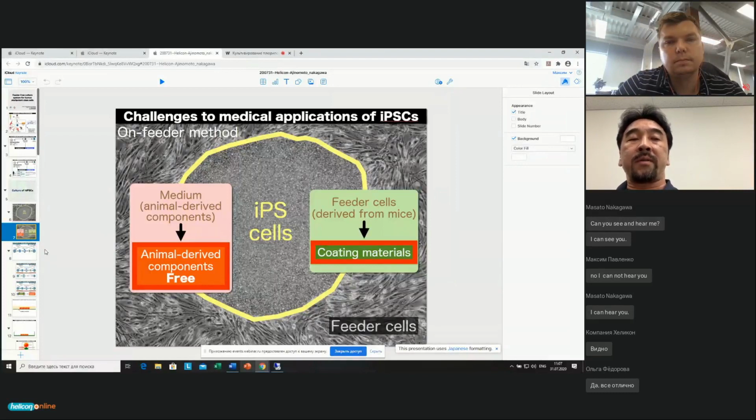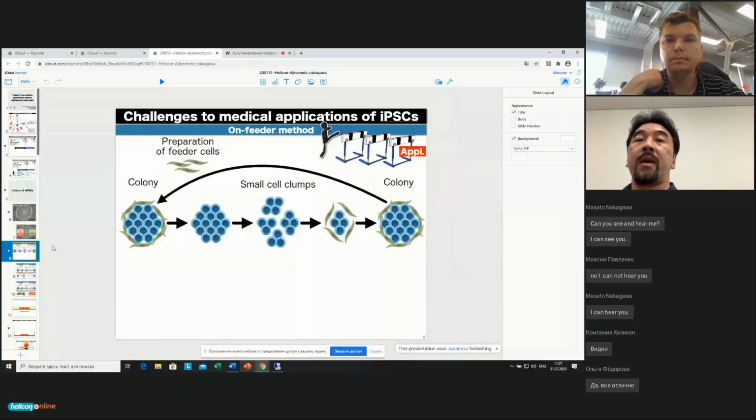So when thinking about the future application, we reach the conclusion that we need to use a medium that does not contain animal-derived components and a culture method that does not use feeder cells. So next slide, please. This slide shows the brief method of the on-feeder method for human pluripotent stem cells.